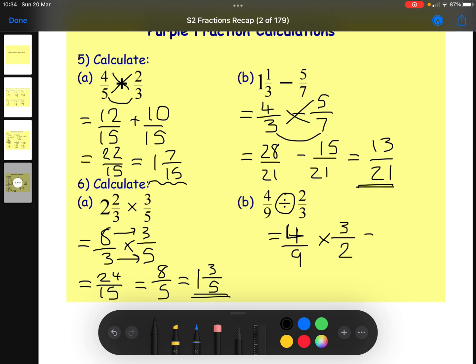Now once we've done that, we're able to multiply these fractions as we did in previous questions. So 4 times 3 being 12, 9 times 2 being 18. And again, just always checking if we can simplify, so we can divide top and bottom here by 6, and we would get an answer of 2 over 3.